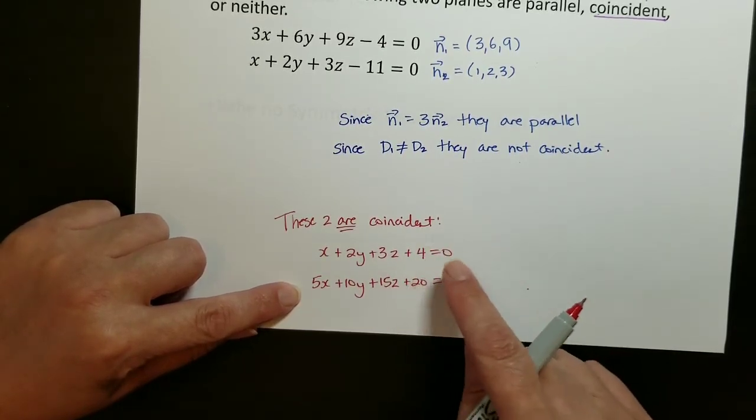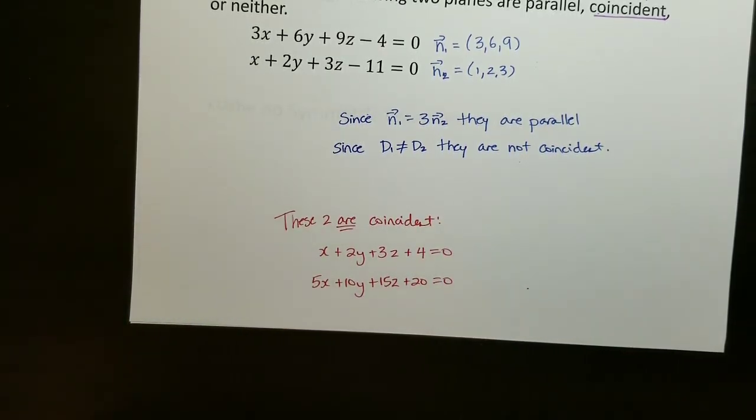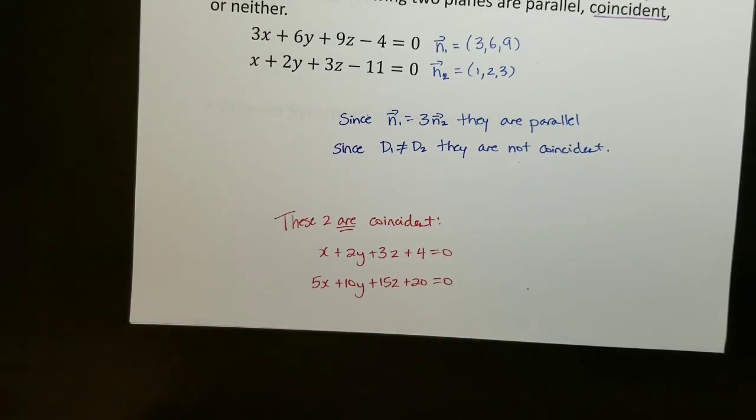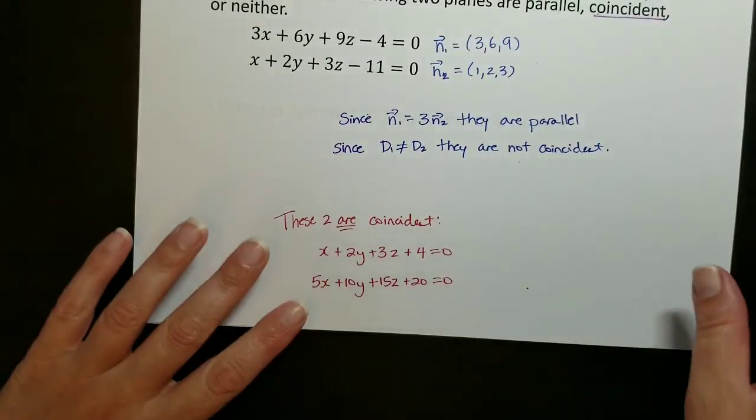If the d values are not in that same proportion, then those would be parallel planes because they have collinear normals. If both of the normal vectors are perpendicular to both, then those planes are going in the same direction, but they don't have the same d value. So they're just parallel, one above the other.